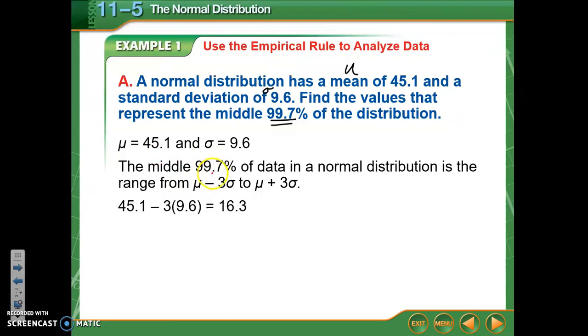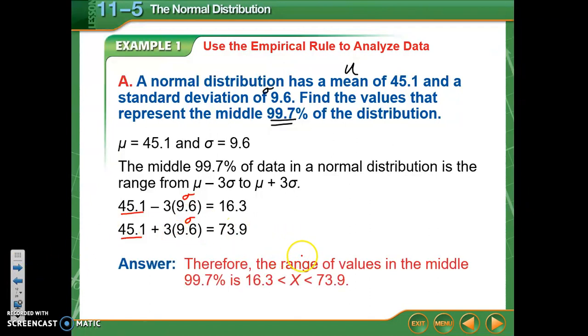So the middle 99.7% of data goes from the mean minus 3 standard deviations to the mean plus 3 standard deviations. If I take my mean and subtract 3 standard deviations, I get 16.3. If I take my mean, mu, and add 3 standard deviations, I get 73.9.